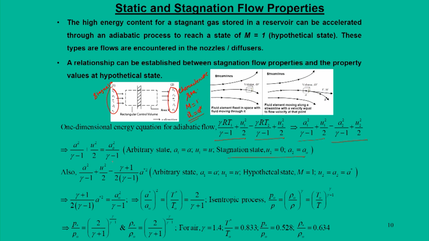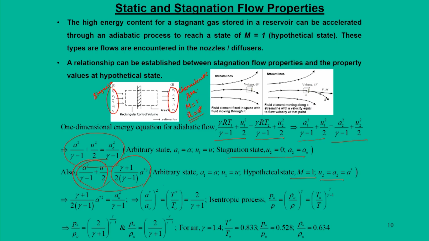This is one expression we can find. Another expression we can find is when the initial state is an arbitrary state and state 2 is the characteristic state, that is at M equal to 1, u2 is equal to a2 is equal to a star. So we get two relations, and then both relations can be equated to find the relation between the stagnation and characteristic state. That becomes the ratio T star by T naught, which is 2 by gamma plus 1.